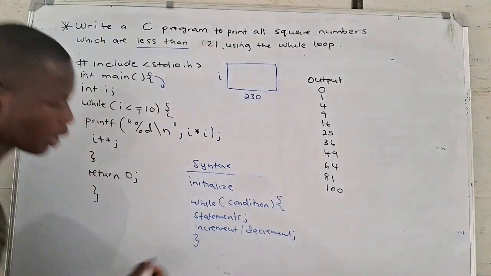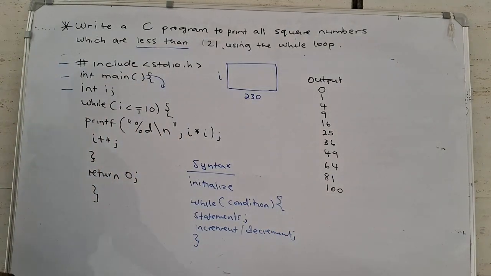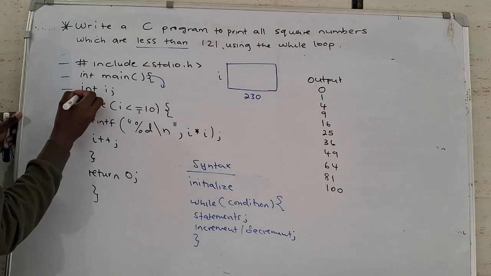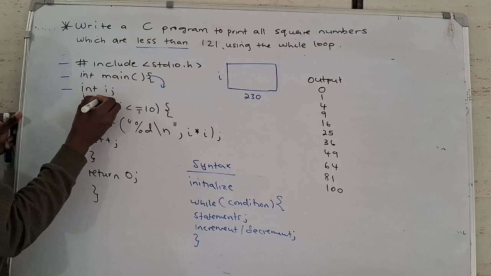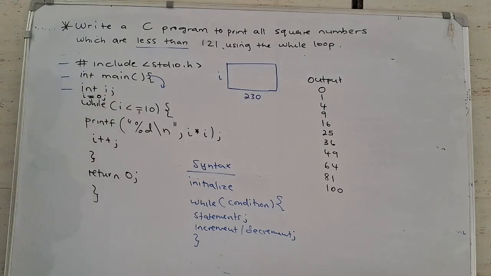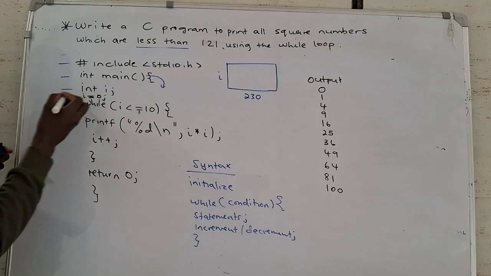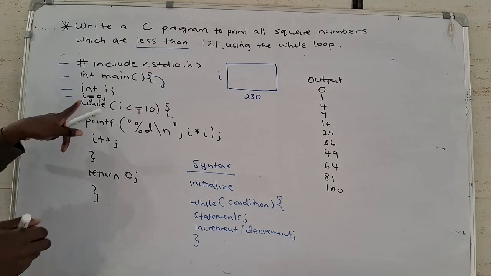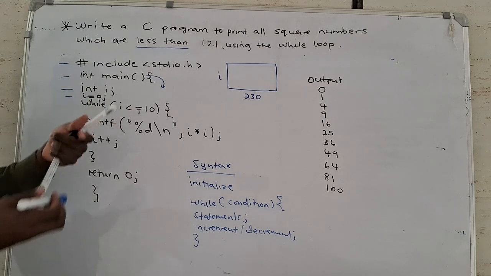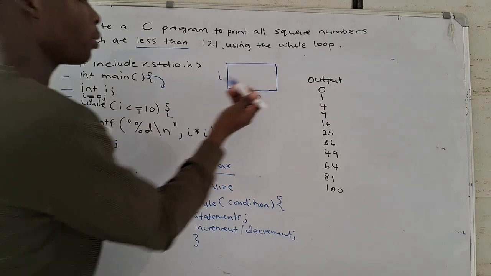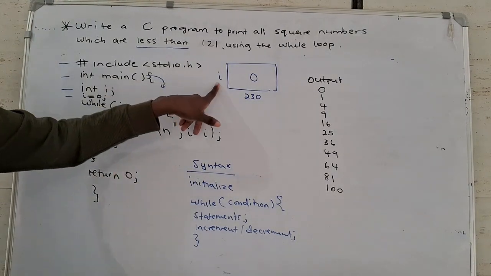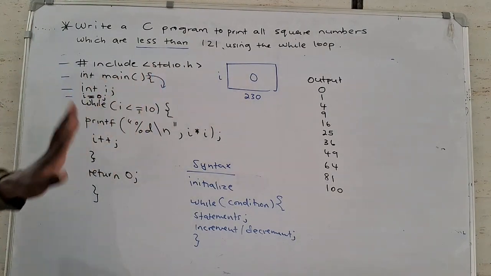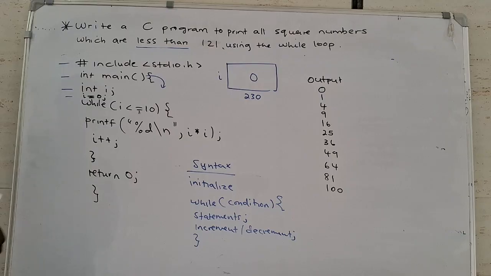Okay, this is the general syntax. Here it means I'm going to initialize I, the first value of I is equal to 0, semicolon. So what is the first value of I? I is equal to 0. So 0 is going to be placed here. Now I is storing the value 0. Let's move on to the next part.